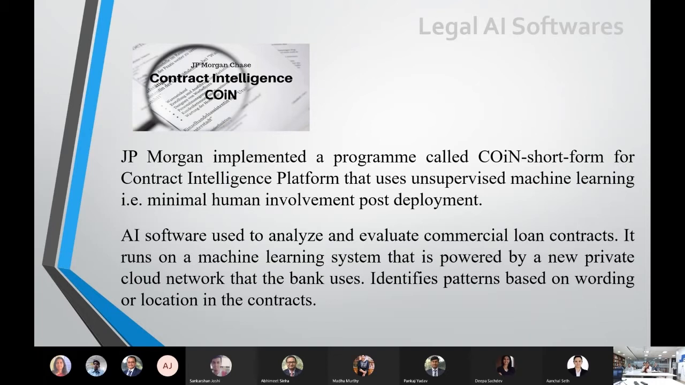The purpose is basically commercial loan contracts, which involve voluminous documents. In those cases, they have a particular pattern by which they segregate the documents, based on either the wording or the location in the contracts. There are certain catch words on the basis of which they segregate, and then they implement it. The basic advantage of all these software is again efficiency, as I just said, and also accuracy, because with humongous documents it's very difficult to classify, besides saving time and productivity.